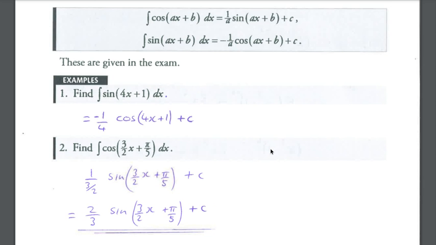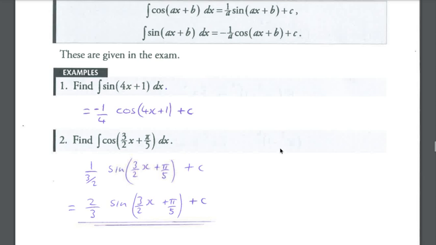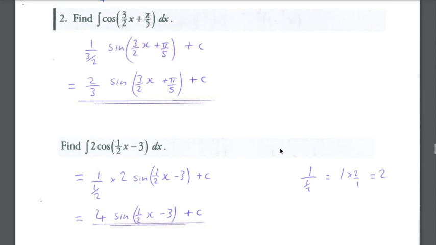Question number 2. Find the integral of cosine of 3 over 2 x plus pi by 5 dx. Remember, pi over 5 is just a number term, guys. There's no x's involved in that. So it'll be 1 over 3 over 2 sine of bracket plus c. If we're dividing by 3 over 2, we're just multiplying by 2/3. So 2/3 sine of bracket plus c. Notice in question 1 and question 2, the bracket remains exactly the same as what it was in the question. That occurs 100% of the time when doing these questions.